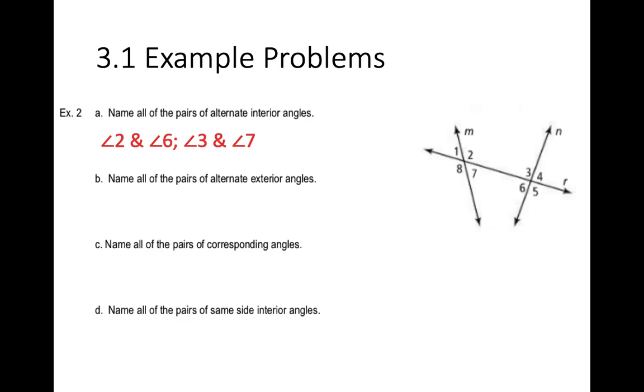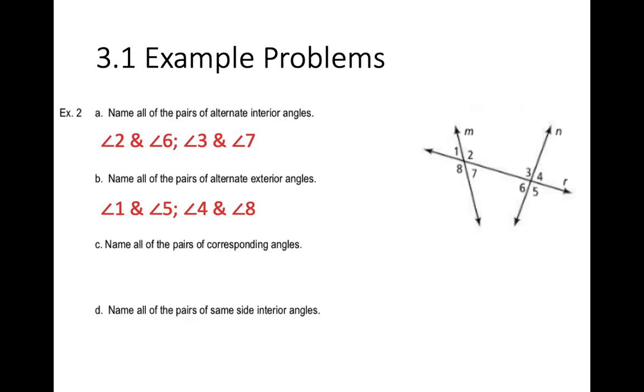Okay, let's name all the pairs of alternate exterior. So again, now the exterior is going to be the other ones. 1, 8, 4, and 5 are all exterior. So alternate sides would be 1 and 5, and 4 and 8 would be examples of alternate exterior. 1 and 5 are on the exterior on opposite sides, and 4 and 8 are on opposite sides of the exterior. Okay.